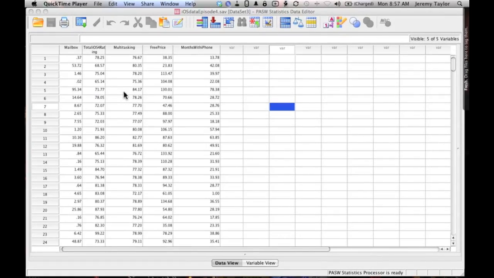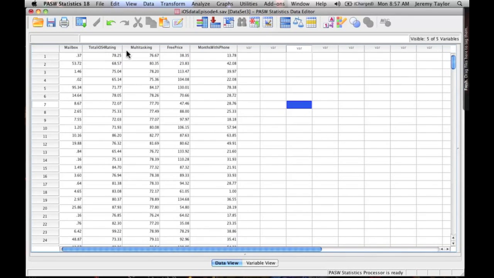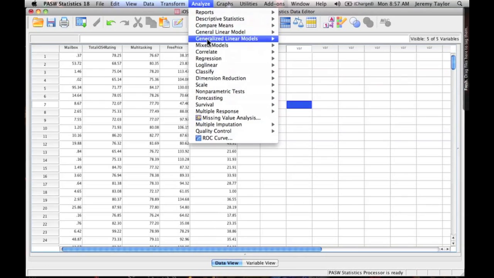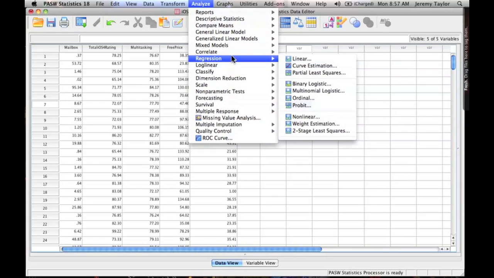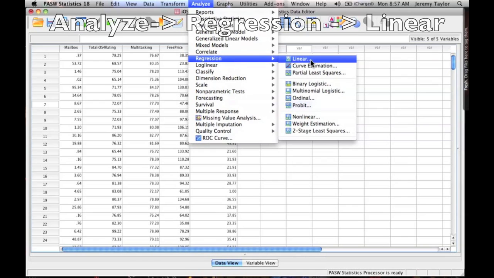So, here we find ourselves in SPSS. Now remember, a multiple regression is used when you have several independent variables, and you want to determine the degree to which they, as a group and individually, might be able to predict some dependent variable with some reasonable amount of accuracy. So, in order to produce a regression in SPSS, you're going to go to Analyze in the drop-down menu, go to Regression, and in this case we're going to do Linear.